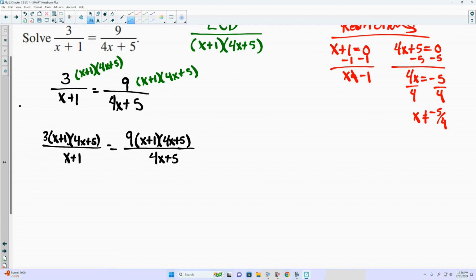Questions on this here? So we're just multiplying each one by both of the bottom. Pretty much, yes. As long as, because we're finding the least common denominator, which in this case ends up being just x plus 1 and 4x plus 5. Any other questions on this here?